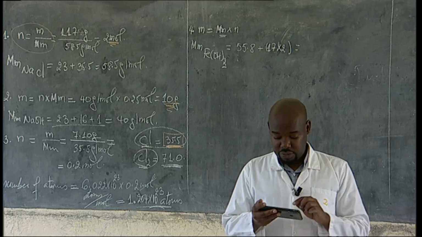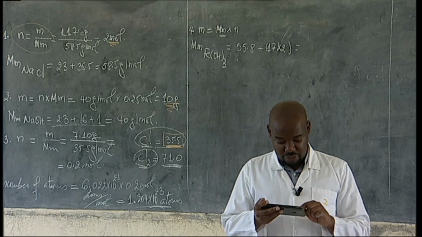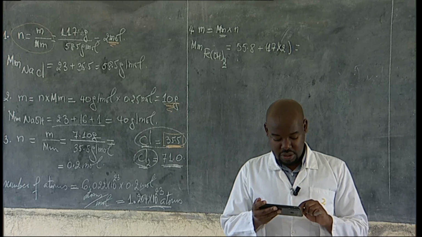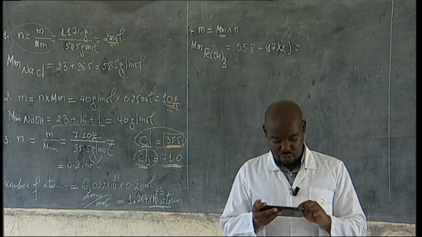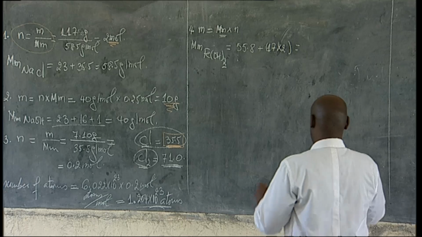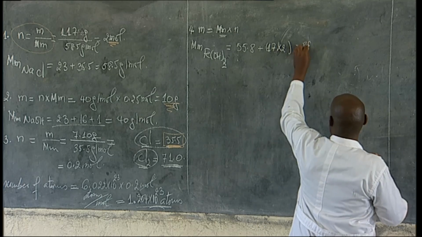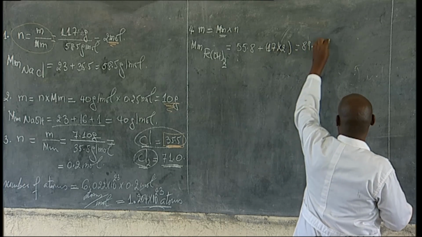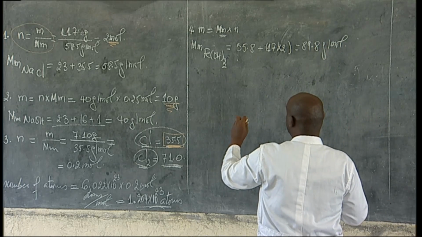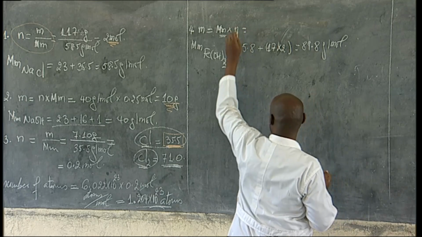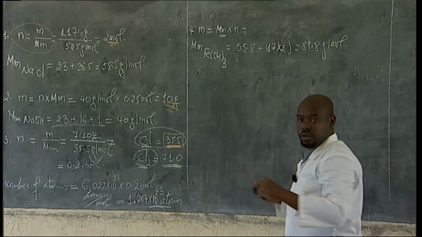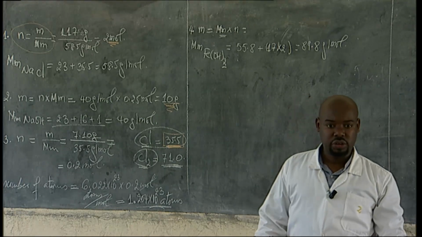We have 55.8 plus 17 times 2. And we get 89.8 grams per mole. That is the molar mass of iron 2 hydroxide. And going back to the formula so that we can substitute, what do we get? We have the number of moles, okay? Look here.